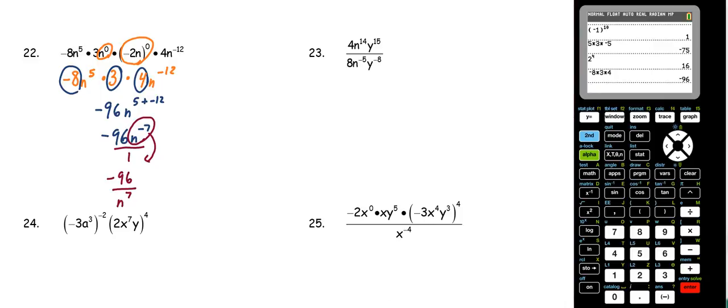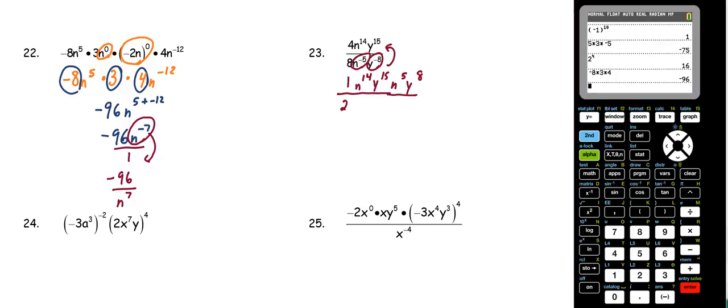Number 23. We have two negative exponents, so let's move those first. Both negative exponents are going to move to the numerator of my fraction. And I can also reduce 4 and 8. So let's do that first. 4/8 reduces to 1/2. And then we have n to the 14th, y to the 15th, n to the 5th, y to the 8th.